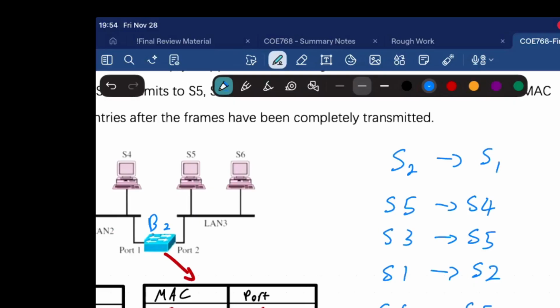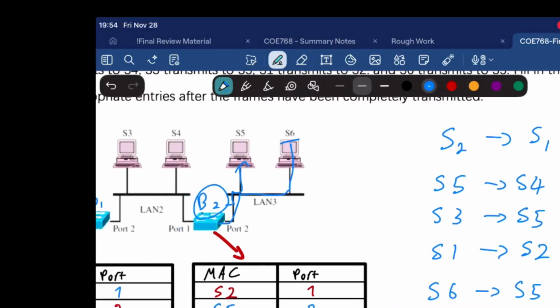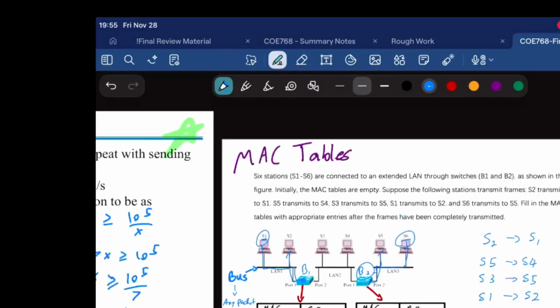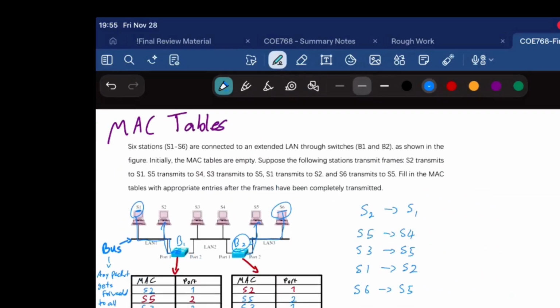And last transmission, S6 to S5. S6 sends out the transmission. It wants to get to S5. B2 knows where S5 is, sends the response directly to S5. In this process, it also got to learn where S6 is. So therefore, it appends that onto its table, and this question is complete. Any clarifications needed or questions from anyone?